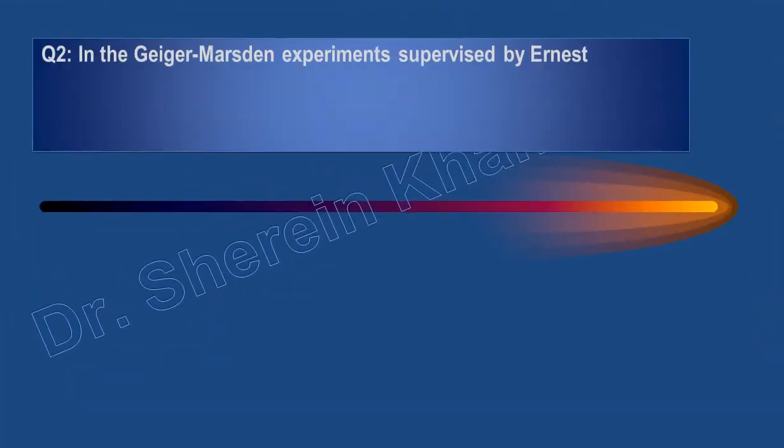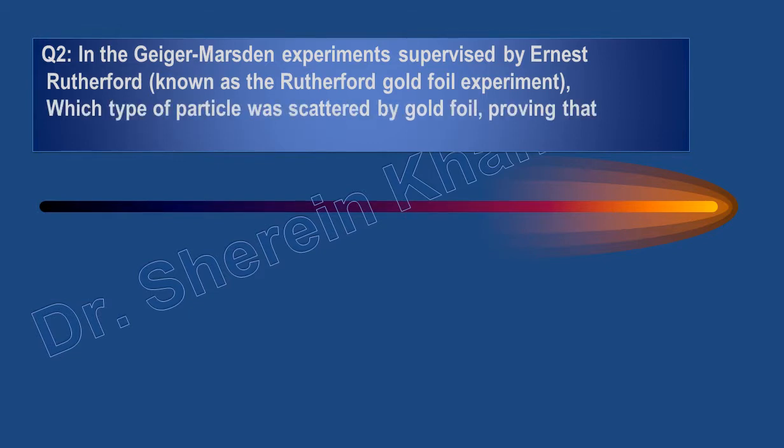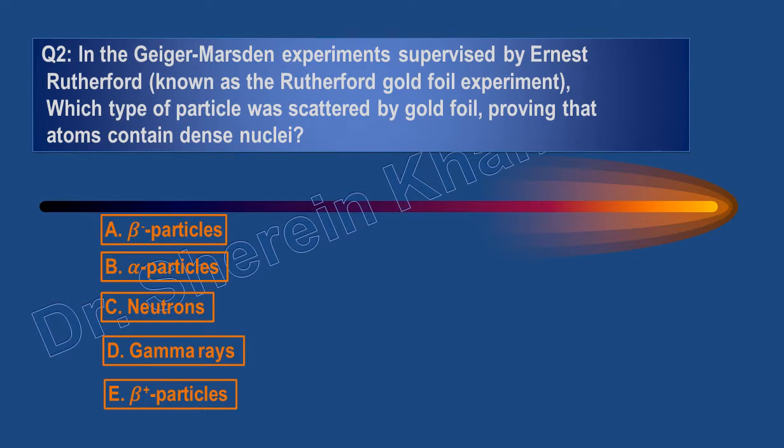Question number 2 says that in the Geiger-Marsden experiment supervised by Ernest Rutherford, known as the Rutherford gold foil experiment, which type of particles was scattered by gold foil, proving that atoms contain dense nuclei? We have beta particles, alpha particles, neutrons, gamma rays, and beta plus particles. We use a kind of particle to prove the atom contains a nucleus with a positive charge. We have here alpha particles. Okay, let's go into question number 3.